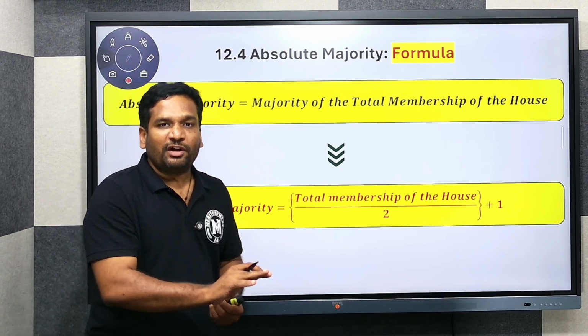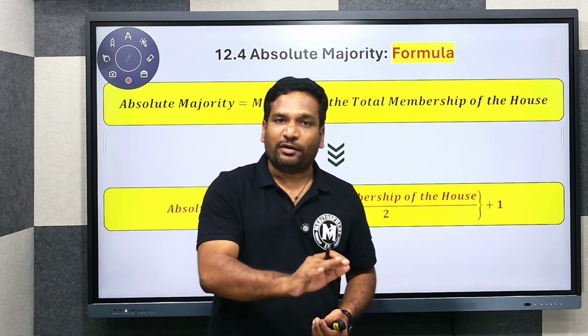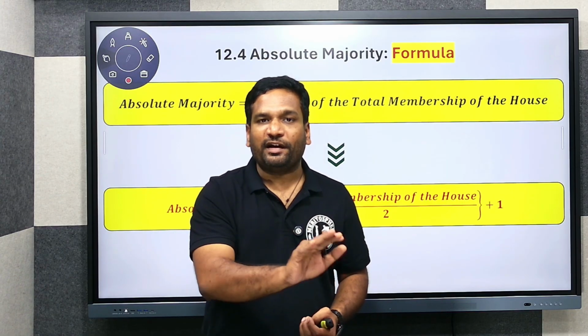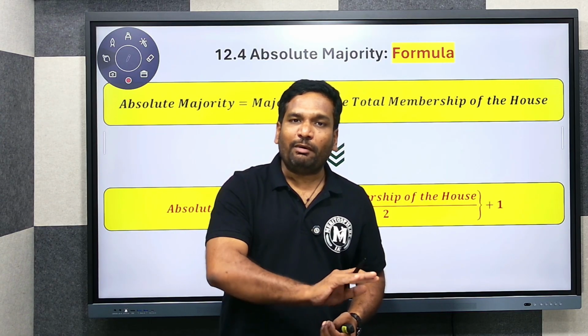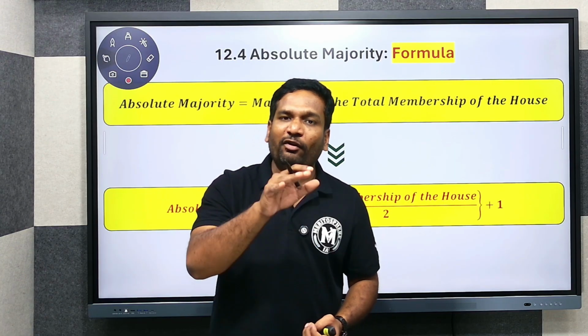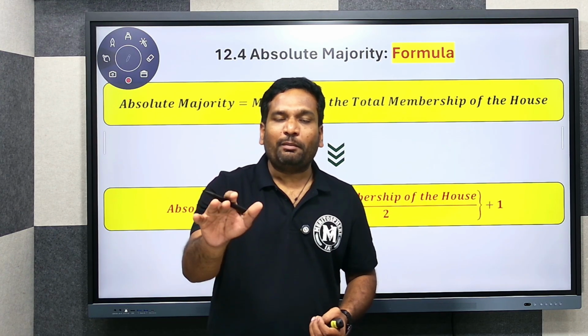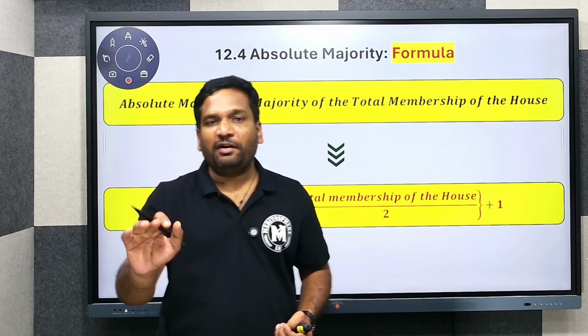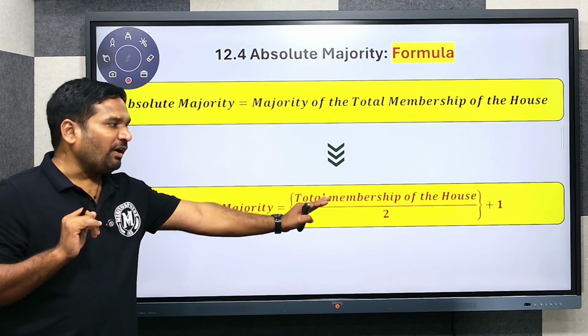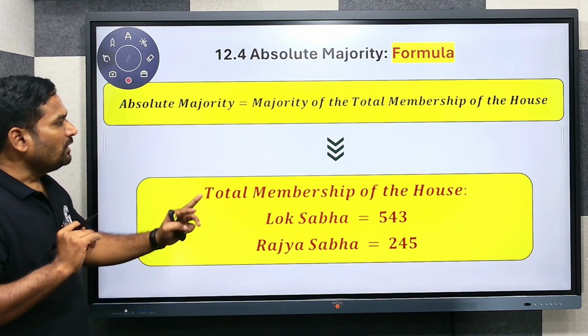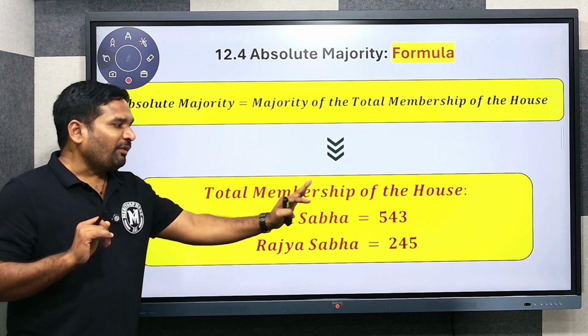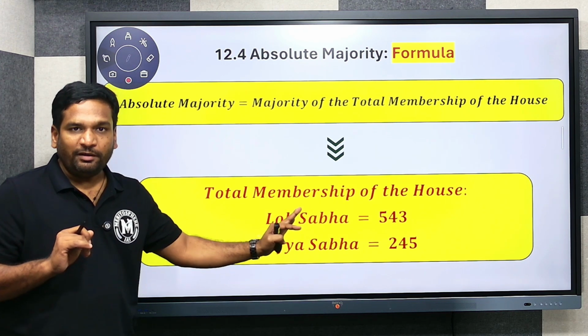But for the absolute majority, the term itself says absolute, it has to take the total value without any deductions. So we have to take the total membership of the house and find the majority of that. For finding the majority, we divide the total membership of the house by 2 and add 1. So total membership of the house by 2 plus 1. Here the total membership of the house is 543 for Lok Sabha, right?